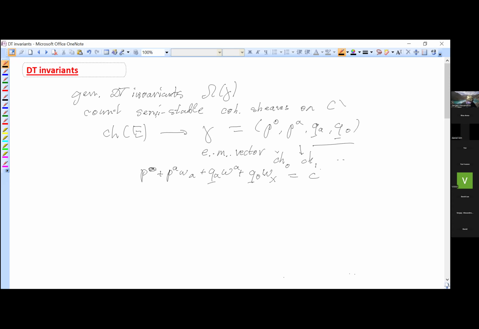Let me write the formula, and I hope it will be clear. So the precise map is given by this, ch of E times the square root of Todd of X, where X is my Calabi-Yau. So if I introduce a basis of even cohomology, 1, omega a, omega a dual, and so on. Yes, but with rational coefficients, sorry. So here qa and q0 are rationals. But how can they be rationals? Well, you can see from here: they are rational because there is the square root essentially of the Todd class, right?